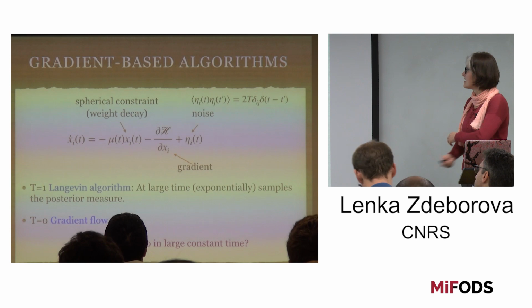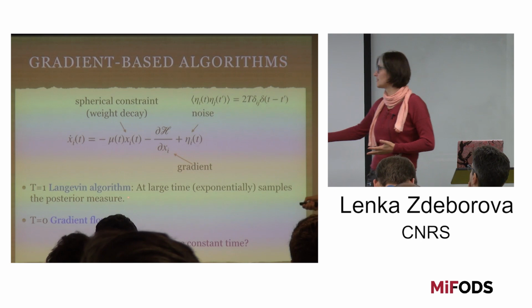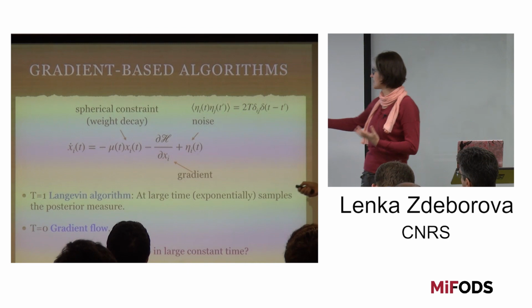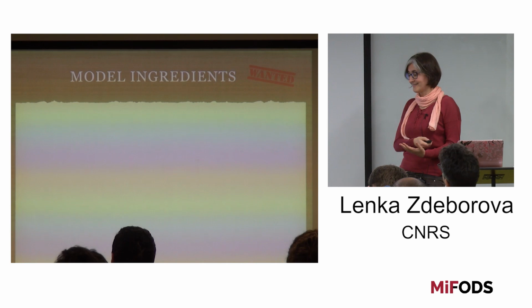With gradient descent, we have some loss function. We can put weight decay, put noise. If we put noise of a certain variance that is completely random, we end up with what's called the Langevin algorithm, which has the nice property that it samples the posterior corresponding to the loss function. If you don't put any noise, that's just the gradient flow, flow because it's in continuous time. The question is, how well does this do compared to message passing in our kind of problems? To analyze that is complicated.